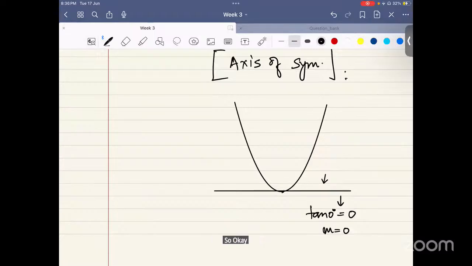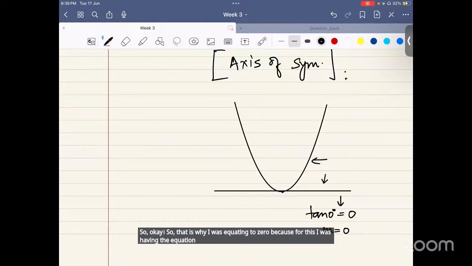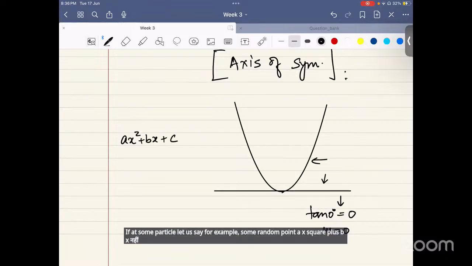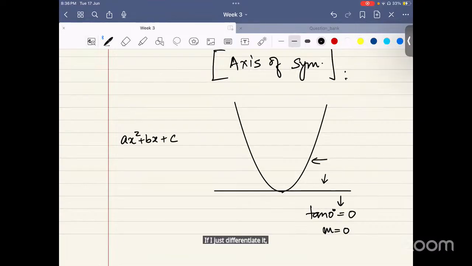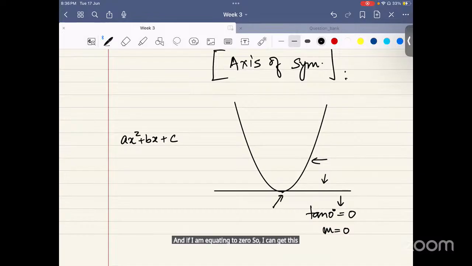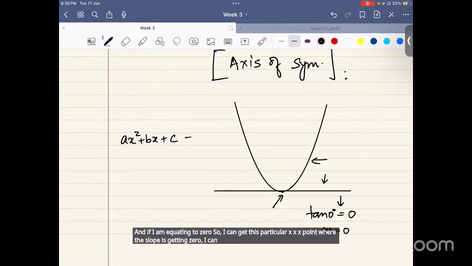Okay. So that's why I was equating to 0, because I was having the equation of this line, right? For example, some random point x square plus bx plus c, right? If I just differentiate it, the differentiation will give me what? The slope at some particular point, right? And if I equate it to 0, I can get this particular x point where the slope is 0. I can equate it to some random value also. For example, 2ax plus b. That is what I got, right?